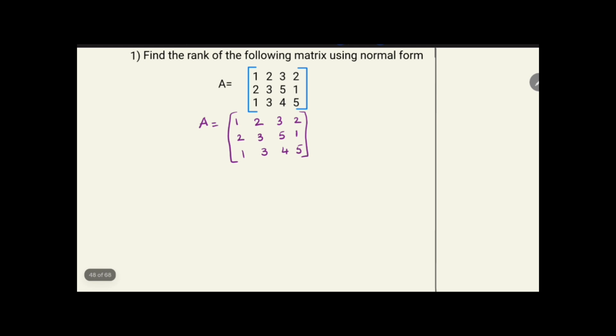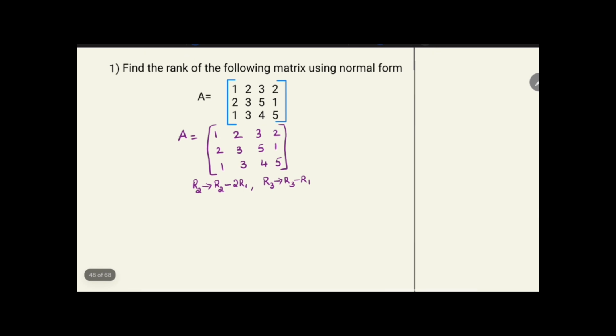Now what is the second step? We have to make these elements 0. For that, what should be the operations? I have to multiply the first row by 2 and then subtract from the second row. Then it will become 0. I will write down the operations here, students: R2 implies R2 minus 2R1, and the next is R3 implies R3 minus R1.